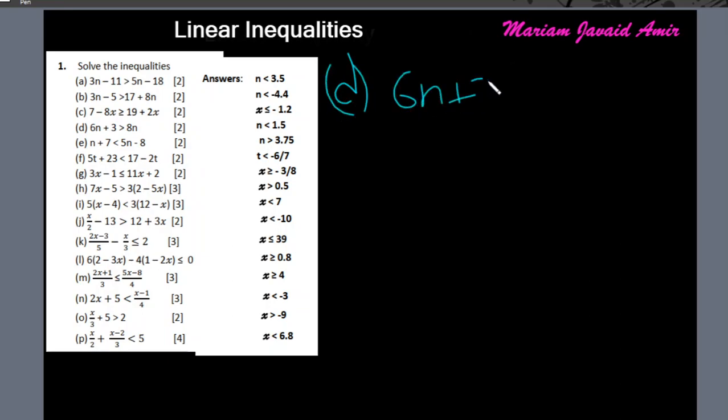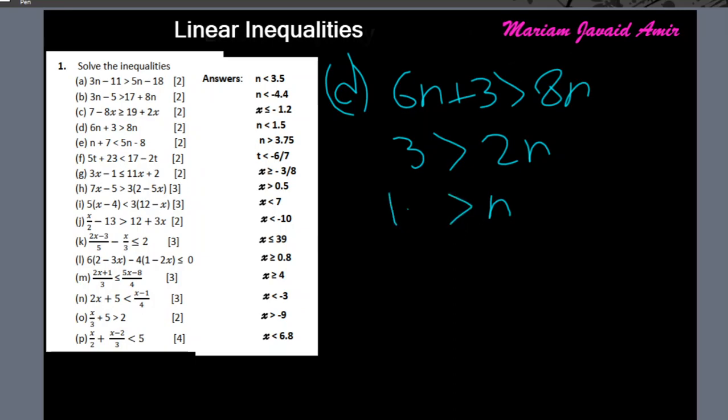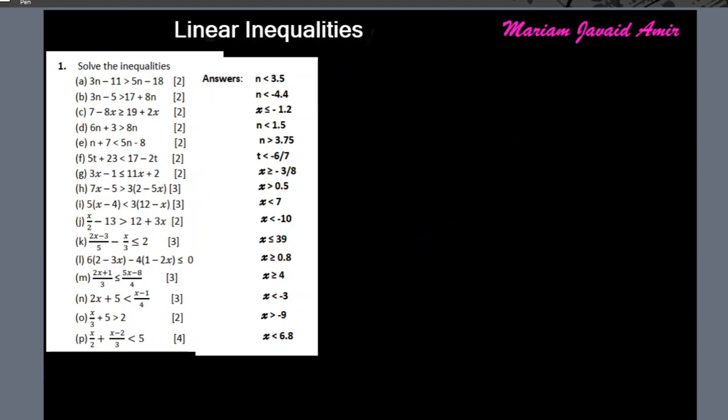Okay. Next part D. 6n plus 3 greater than 8n. I'll keep 3 here, take 6n to the other side, it will become 2, and then n is the symbol 1.5. Write it like this or write it like this. Both mean n is smaller than 1.5. Part E.